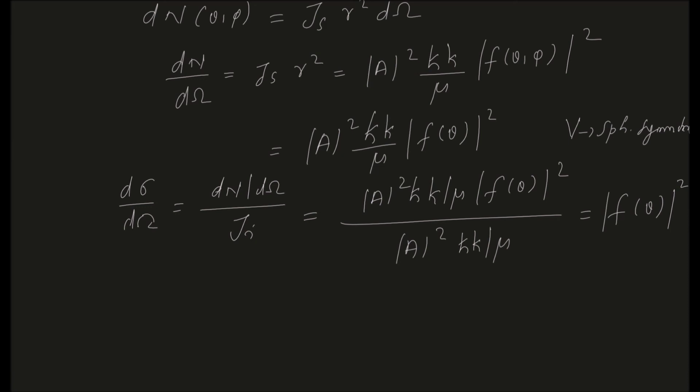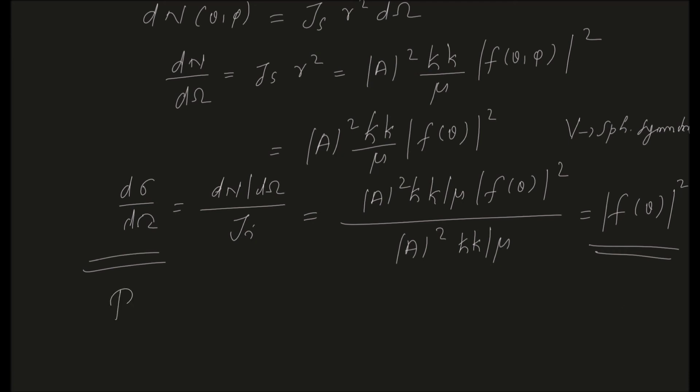Thus the problem of determining the scattering cross section reduces to that of obtaining the scattering amplitude f of theta. Once you know the scattering amplitude, then we know the differential scattering cross section, because the square of the scattering amplitude will give you d sigma by d omega. If you integrate this over the solid angle d omega, then you get the total scattering cross section. So there are two techniques commonly employed to evaluate the scattering amplitude.